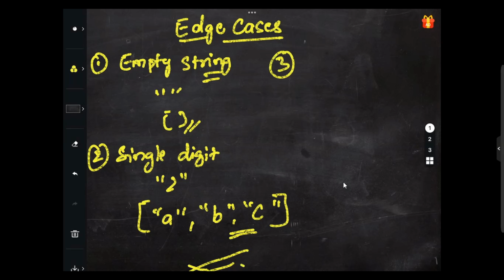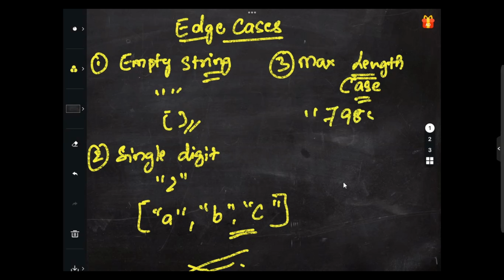Let me consider the third edge case here. The third edge case is for the maximum length case, right? Input, let me consider something like 7985, right? We have to return all possible combinations. You can just try it out for this one in the similar way that I showed by taking example 1 from the question, right?